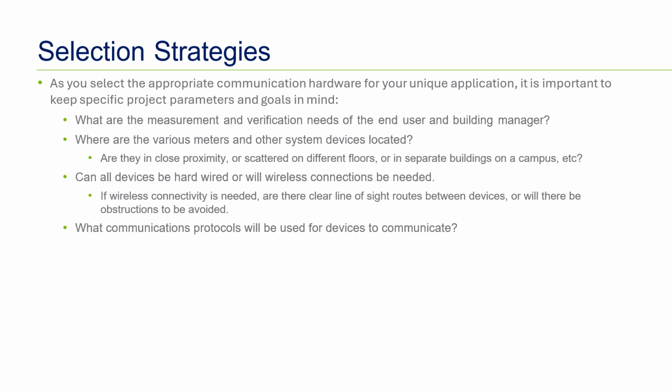As you select the appropriate communication hardware for your unique application, it is important to keep specific project parameters in mind. What are the measurement and verification needs of the end user and building manager? Where are the various meters and other system devices located? Are they in close proximity or scattered on different floors or in separate buildings on a campus? Can all devices be hardwired or will wireless connections be needed? If wireless connectivity is needed, are there clear line of sight routes between devices or will there be obstructions to be avoided? What communication protocols will be used for devices to communicate?